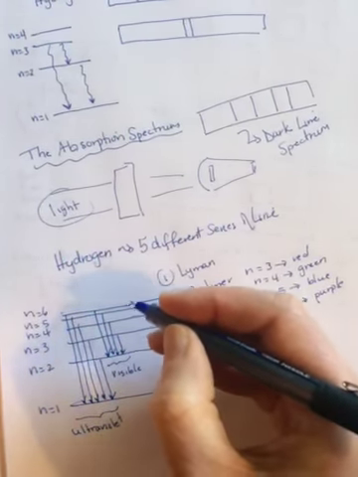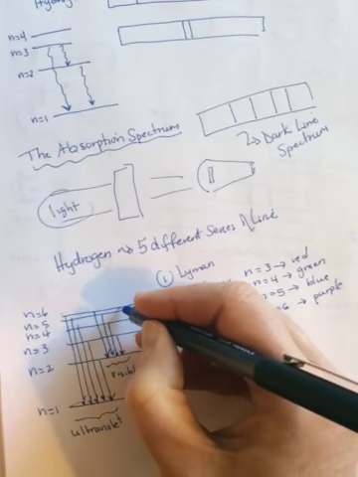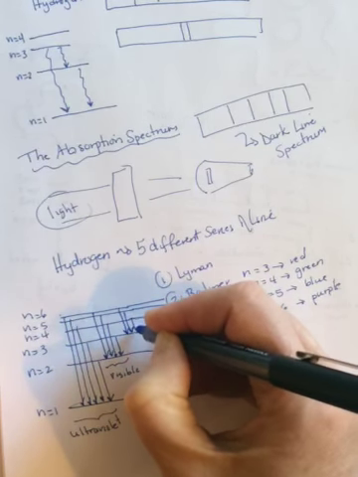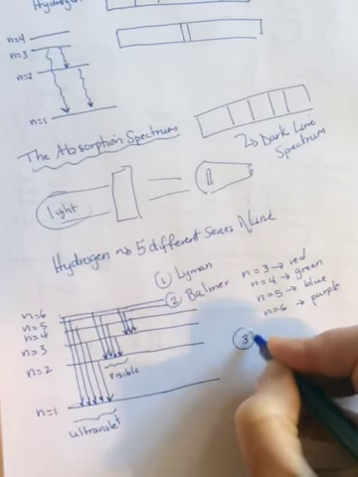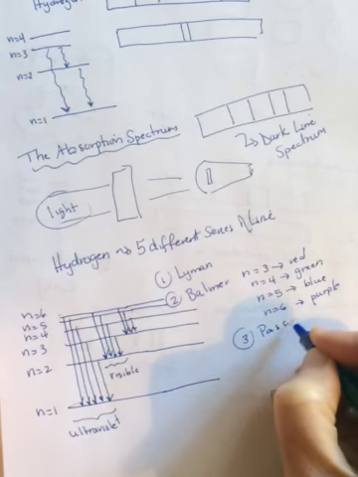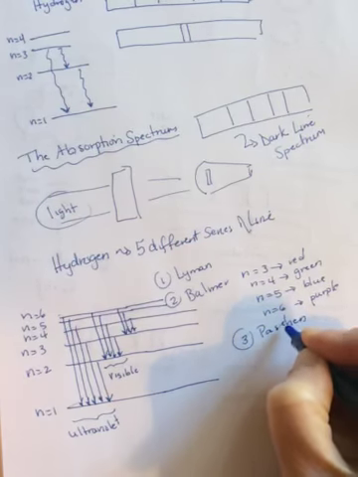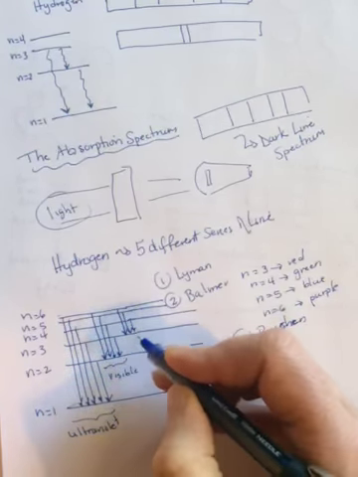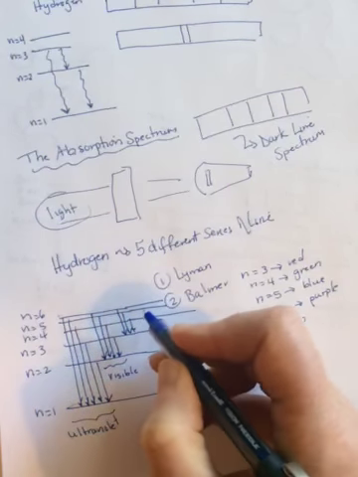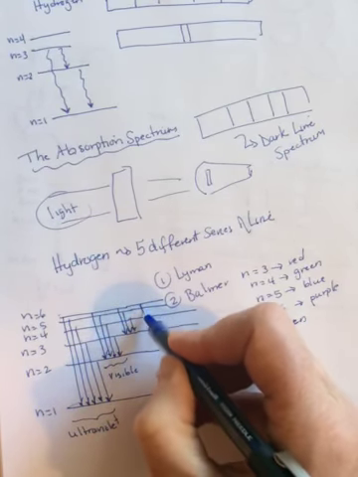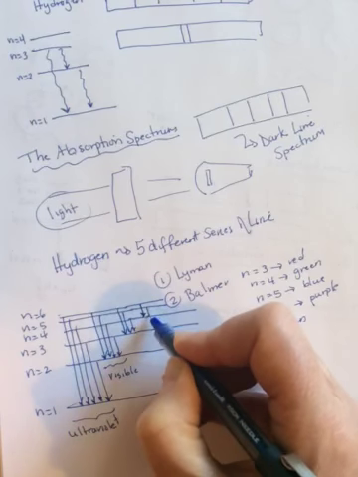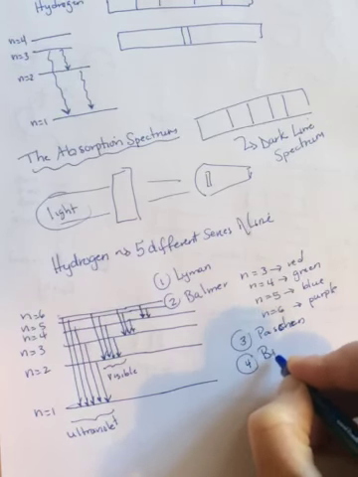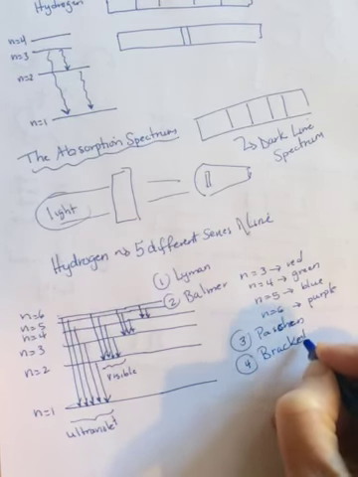The next series is when it falls from anything higher to n equals 3. And this series is called the Paschen, P-A-S-C-H-E-N. Whoops, it'd be good if I looked at where I was writing so I didn't mess it up. Paschen series. So from anything higher to n equals 3. The next one, anything higher to n equals 4. And this one is called the Brackett series, with 2 T's on Brackett.